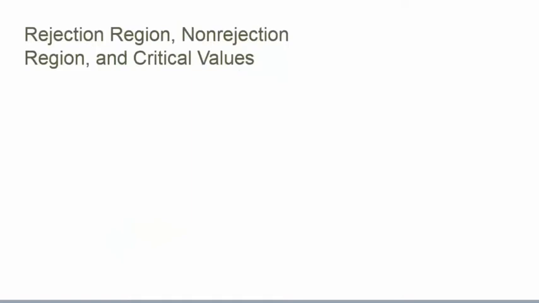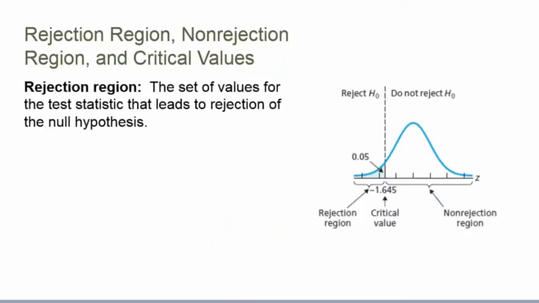Rejection region, non-rejection region, and critical values. Rejection region: the set of values for the test statistic that leads to rejection of the null hypothesis. If our critical value happens to be negative 1.645, then our rejection region would be all of the values for z that are smaller than negative 1.645, such as negative 2, negative 3.05.